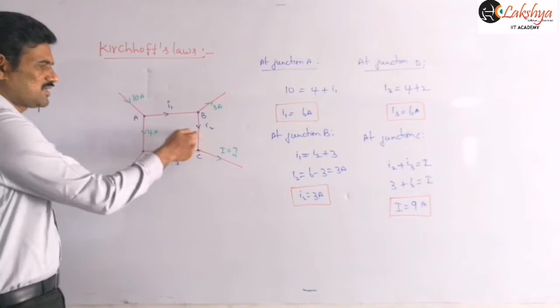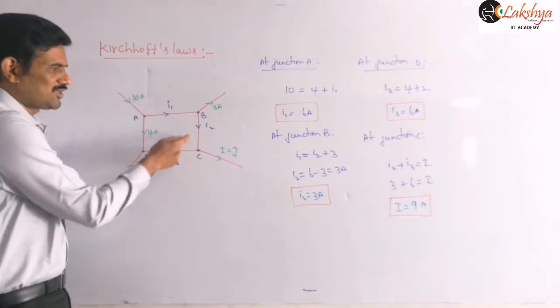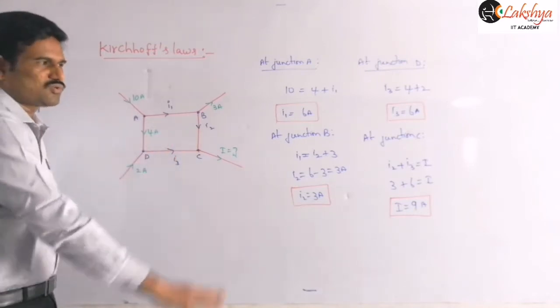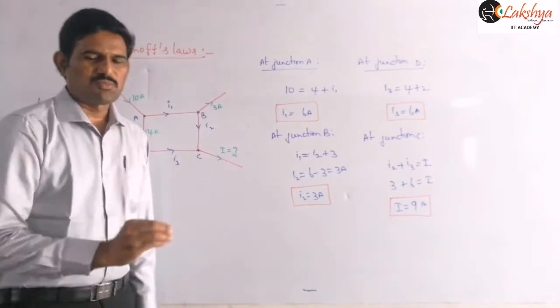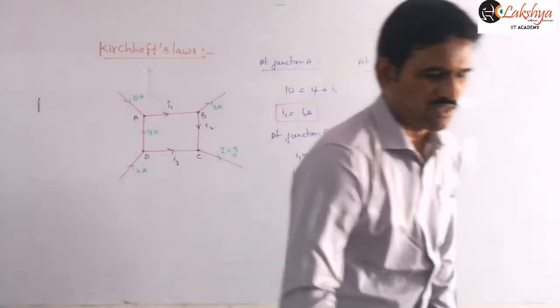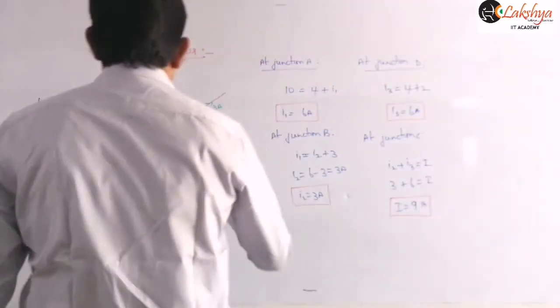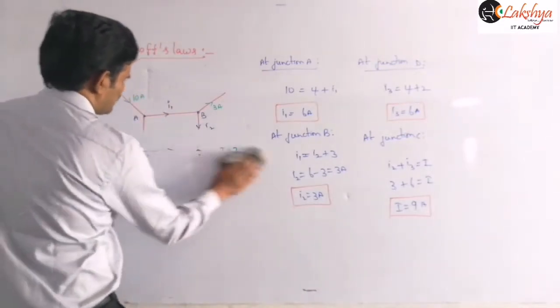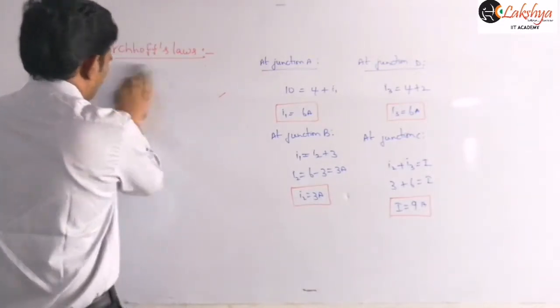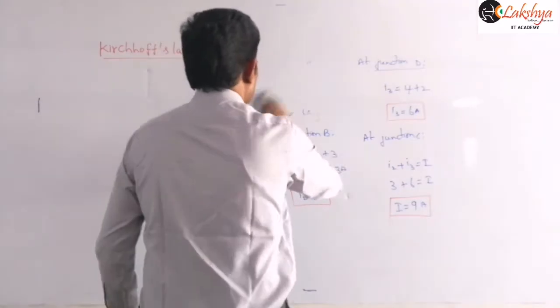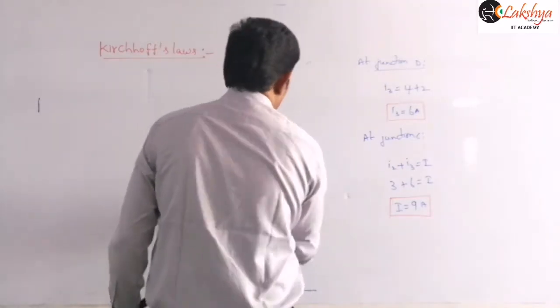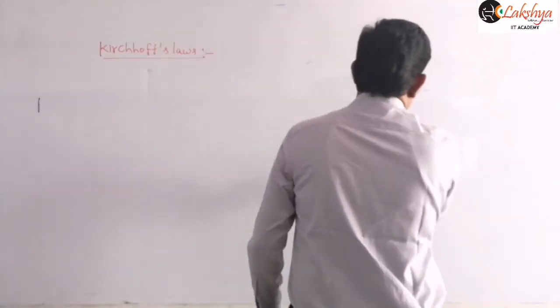If they are asking for any intermediate part here like I3 or I2 or I1 values, then you can solve like this. That is a simple way of applying this Kirchhoff first law, right? I hope you got some idea about this Kirchhoff first law. It is very easy only, the Kirchhoff first law application. And so now let us go to the second law, Kirchhoff's second law.